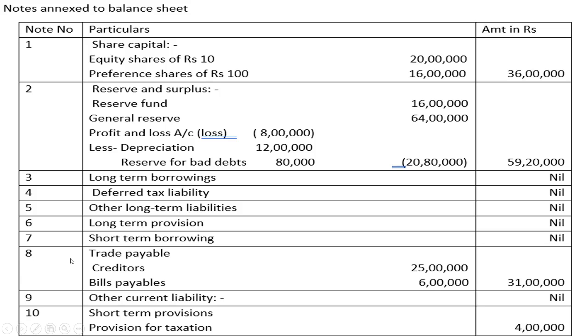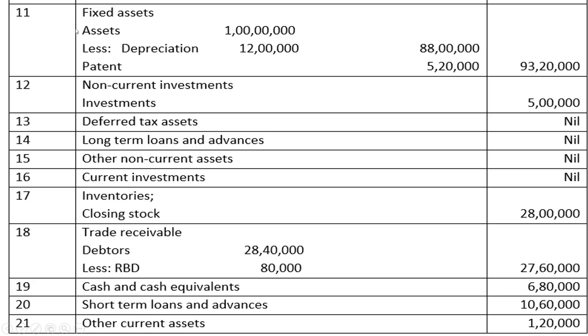And note number 8, trade payable. It consists of creditors of rupees 25 lakh and bills payable of rupees 6 lakh, total 31 lakh. Note number 9, the other current liability, since there is no information about it, we have shown nil. Note number 10, short-term provision for taxation, rupees 4 lakh. Note number 11, fixed assets, under that assets 1 crore, less depreciation 12 lakh, 88 lakh, and the patent is 5 lakh 20,000, total is 93 lakh 20,000.